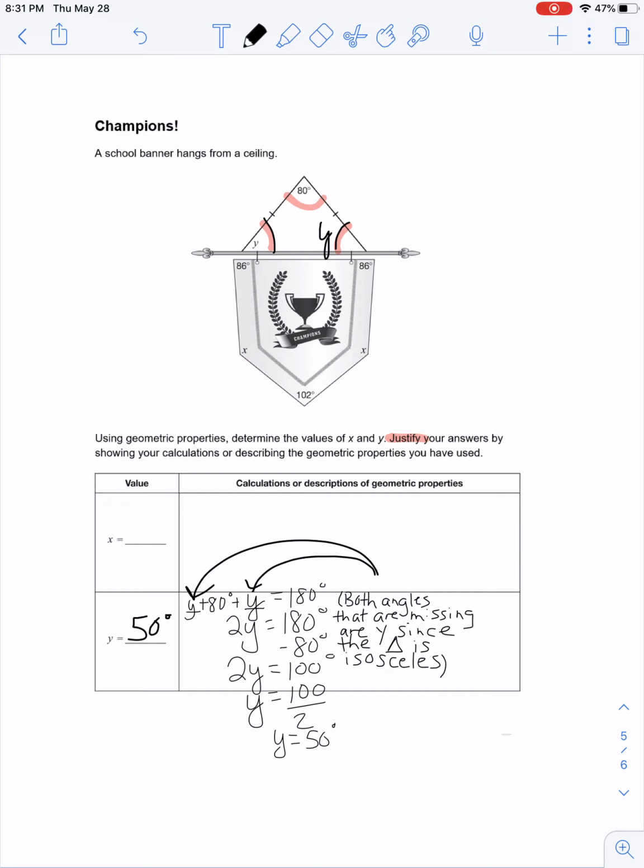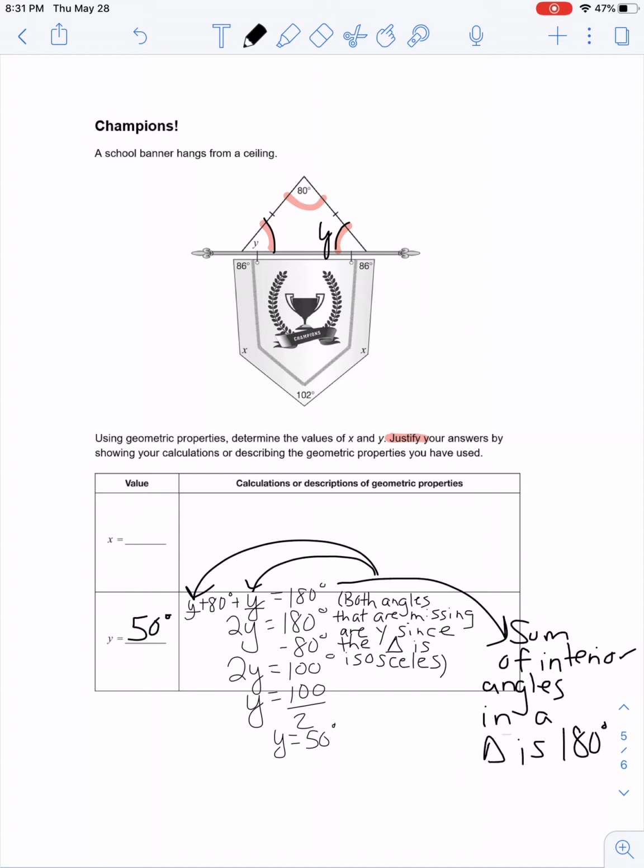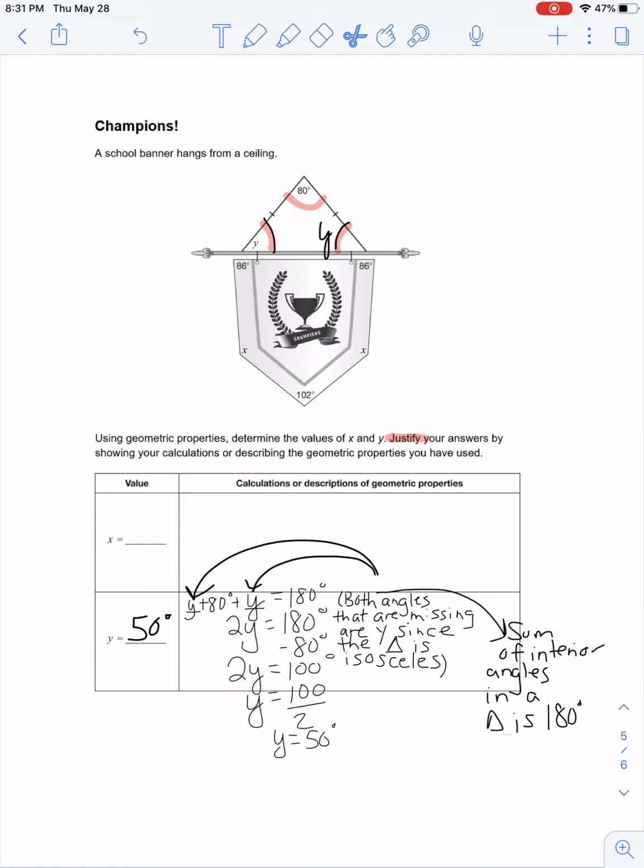I also know that the sum of the interior angles in a triangle is 180 degrees. But the most important part there was the calculation that I did at the beginning.